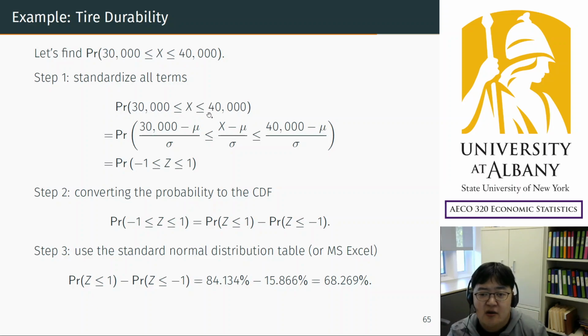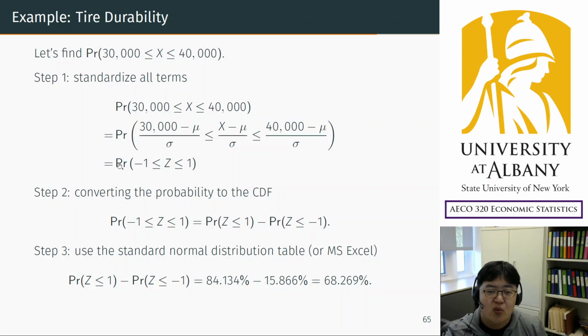So we have this, but as before, we need to standardize x, right? X is in the middle of the three terms. And when you standardize this, now you have to standardize all three terms. 30,000 must be standardized. 40,000 also should be standardized. And we have done this before, and you know how to do that. So 30,000 will be standardized to -1, but 40,000 will become +1. And of course, x becomes a standard normal distribution z.